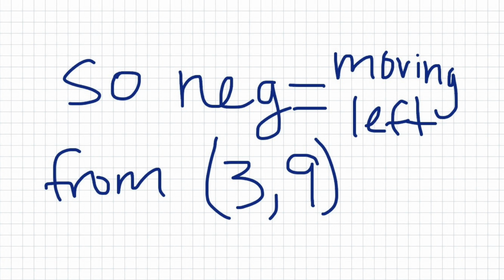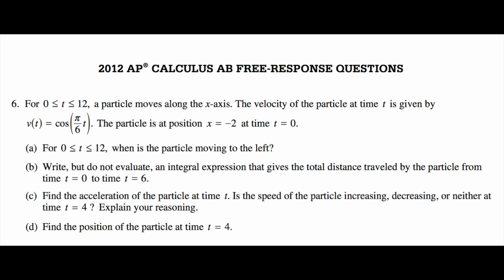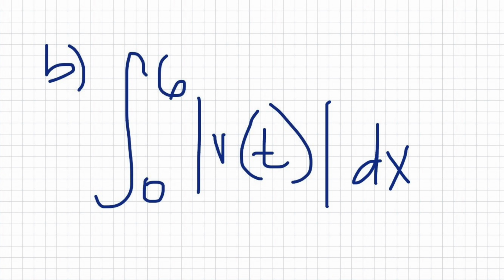particle is moving left. The next part of the question asks you to consider the total distance traveled by the particle from time 0 to time 6. So since it says total distance, we're going to use an integral expression, and total distance is expressed by the absolute value of the velocity.